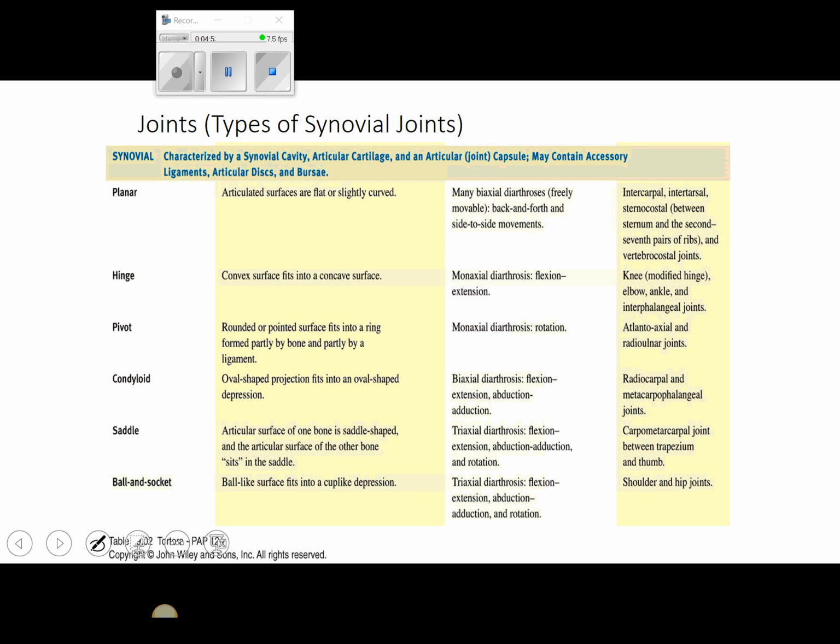Again, this right here is just showing you a chart that summarizes the characteristics of those synovial cavities, the articular cartilage and the articular joint capsule. So it kind of gives you a little bit of examples of all of those, or summarizes it for you.